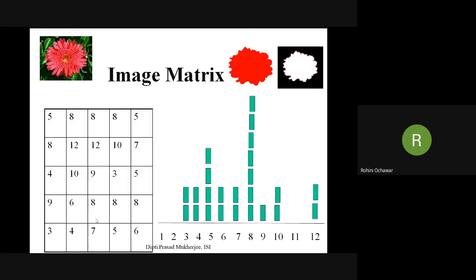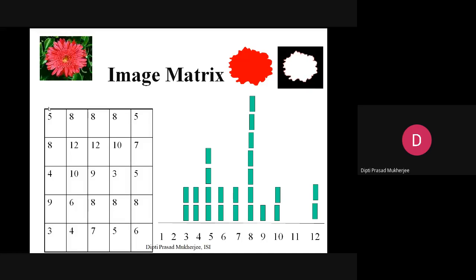Minimum is 3, maximum is 12. No, the minimum should be 0, and 255 would be the maximum. The reason is that for each pixel value I can assign how many bits? Since the maximum value it can take is 255, I can assign 8 bits to each pixel. Correct.